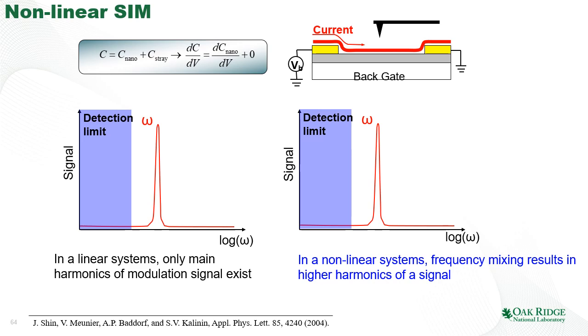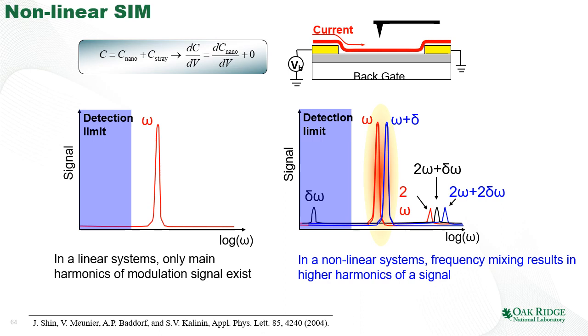The answer is that we can go from linear detection to nonlinear detection. What I mean by that is that for a linear system, only the main harmonic of the modulation signal exists, and this main harmonic is determined by all capacitances of the system, the one that we want to measure and the stray capacitances, which are much larger. But if our system is nonlinear and we apply two frequencies, or one frequency and look at higher harmonics, then the nonlinearity will result in frequency mixing, either the second harmonic signal or the frequency mix component. For example, if I apply frequency omega and omega plus delta, then I will get responses at the frequencies of 2 omega plus delta, 2 omega plus 2 delta, delta, and so on.